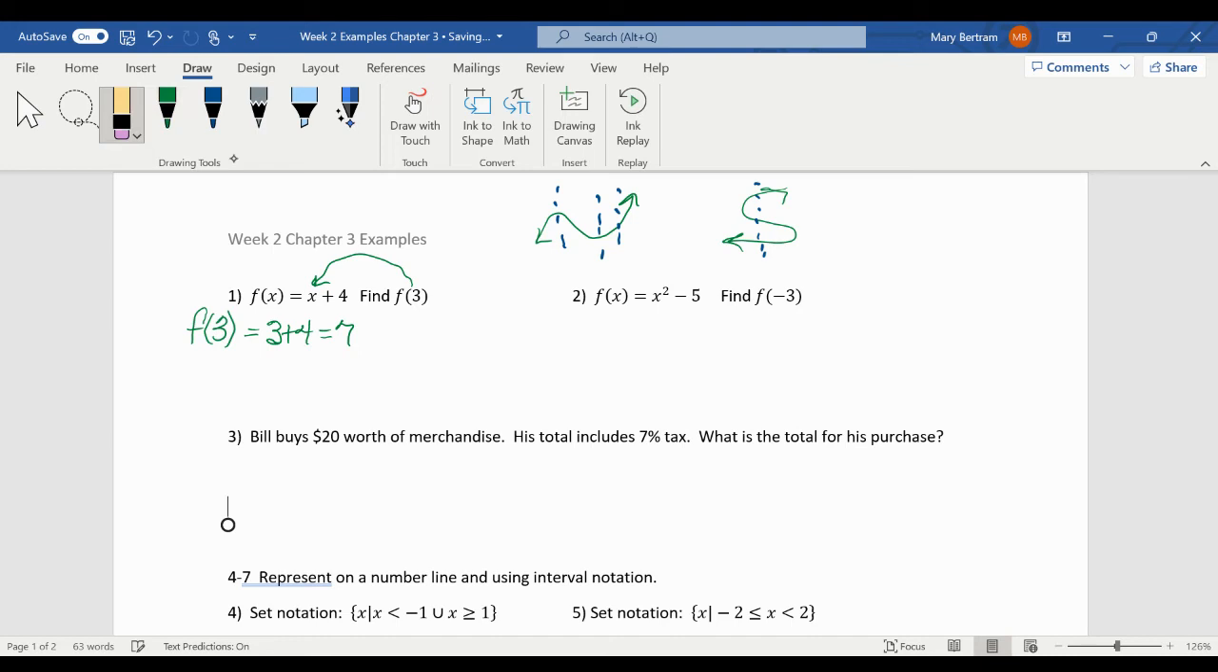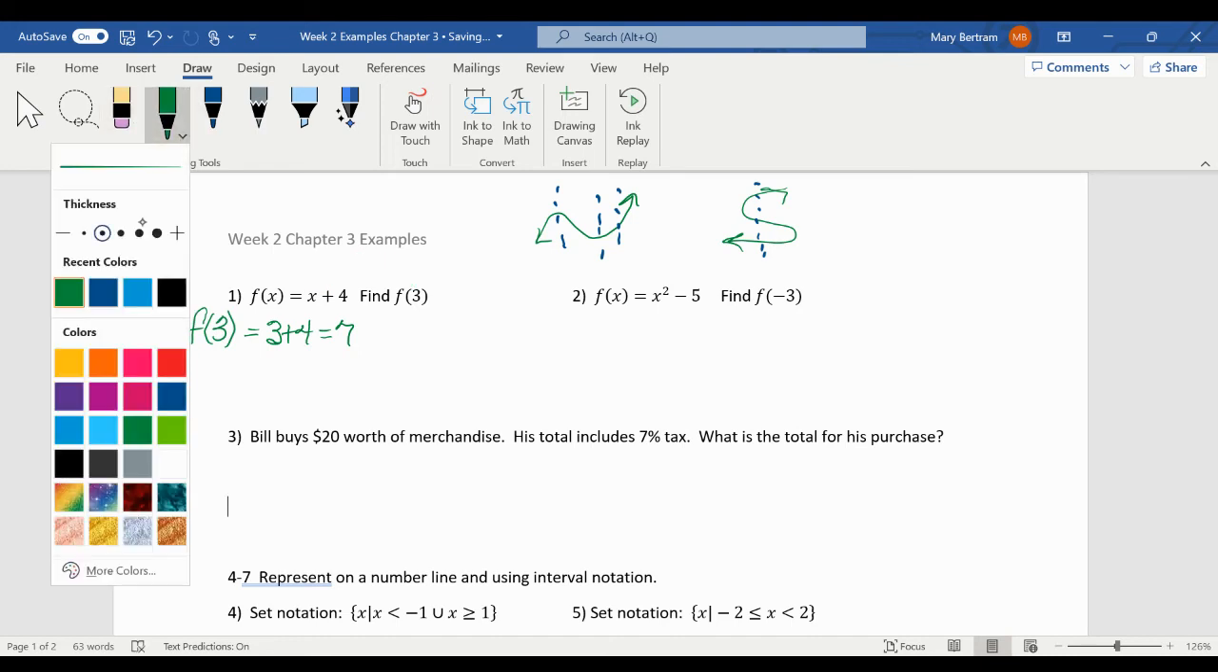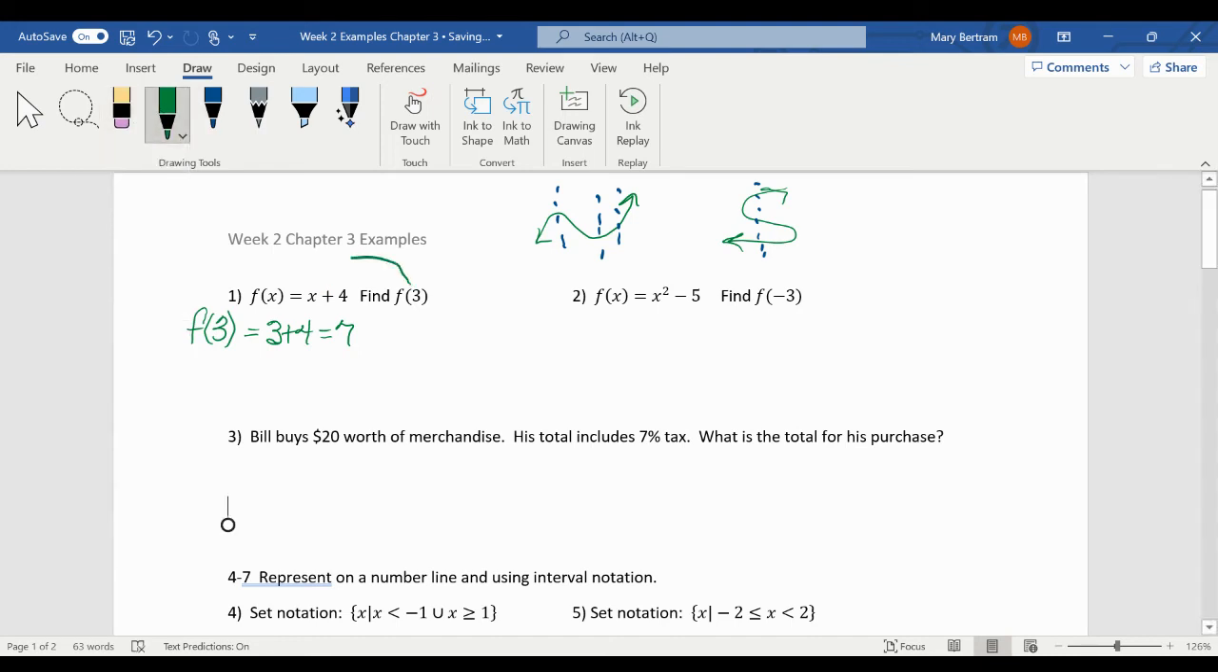And that will give us 7. Okay? Okay, there we go. All right, so pretty simple. We're just substituting in. So then we would say that f of 3 is 7.